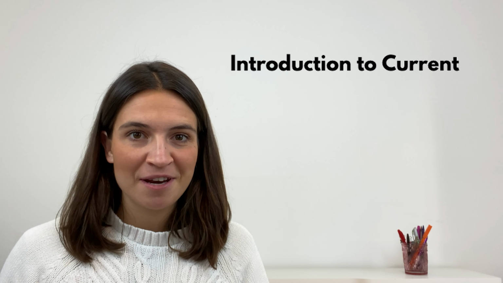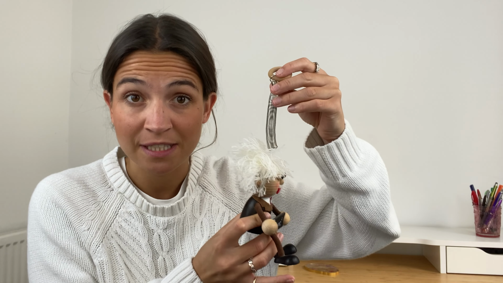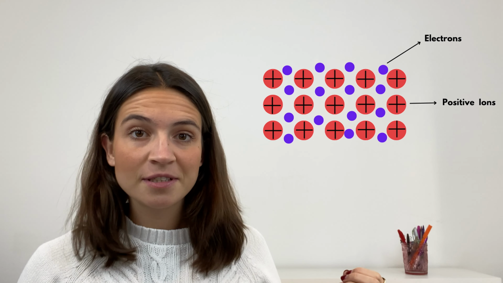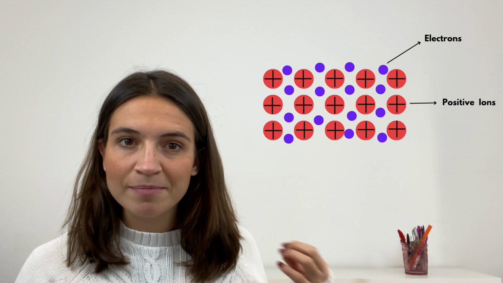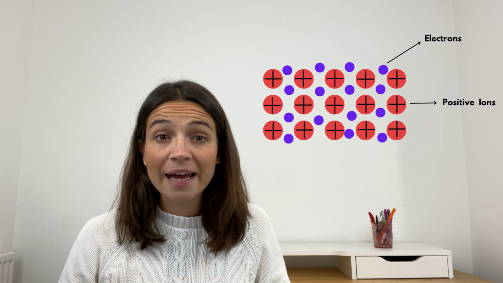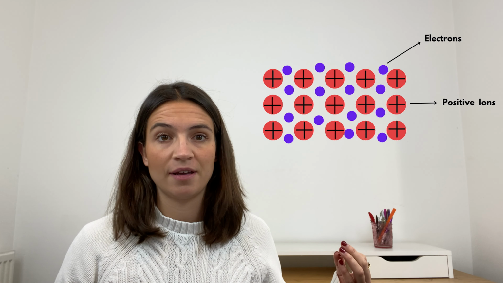Okay, today we're going to be talking about current. So what is current? Let's think about what's happening on the inside of your wire. In your wire, you have some positive ions and you have some negative electrons. And those electrons are free to move through your circuit. When we are thinking about current, we are thinking about how quickly those electrons are moving.